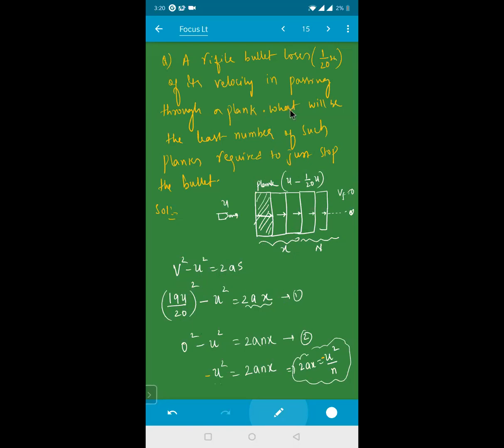Now what is being asked is, what will be the least number of such planks required to stop the bullet? That means if it is not to come out, how many more planks I need to keep so that the final velocity becomes 0. So final velocity is 0, initial velocity is u. So the second equation is 0 square minus u square is equal to 2a into n, such planks I am taking, so it is n into x. So minus u square is equal to 2 into a into x. So 2a into x is equal to minus u square by n. So in equation number 1, 2a into x I can write as u square by n.